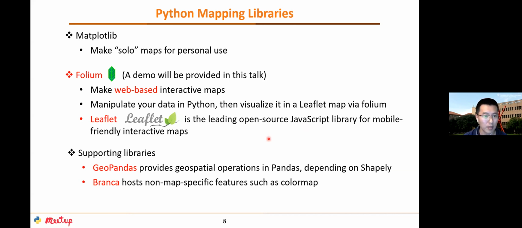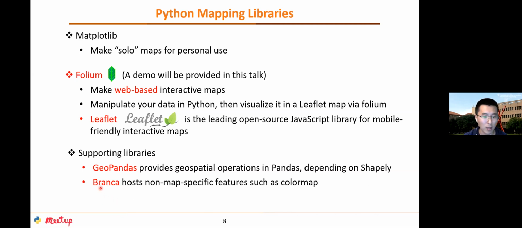Besides the Folium library, we also have some supporting libraries to deal with the data or other features in the map. One is called GeoPandas. From the name, we can see it's an extension of the Pandas library. The specialty is it provides geospatial operations in Pandas. This GeoPandas library depends on another library called Shapely. The Shapely library handles geometric objects like polygons or something else.